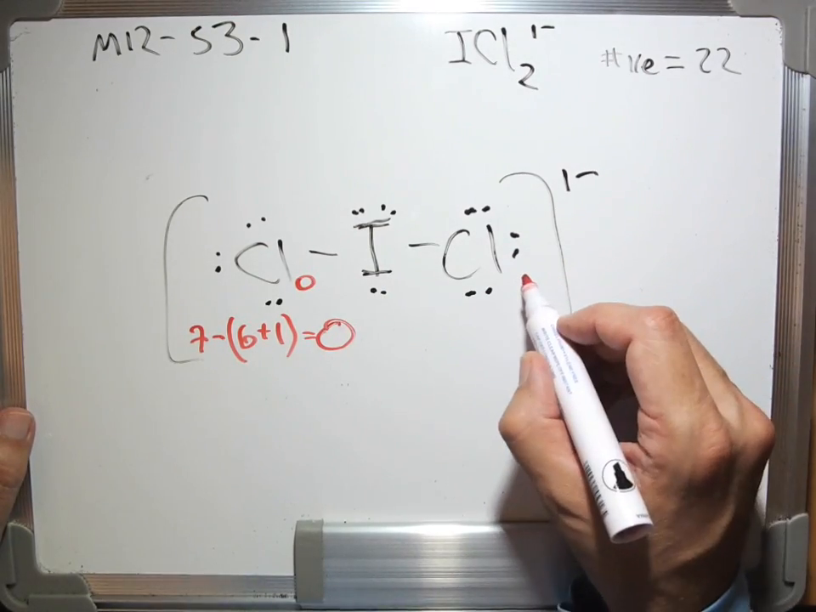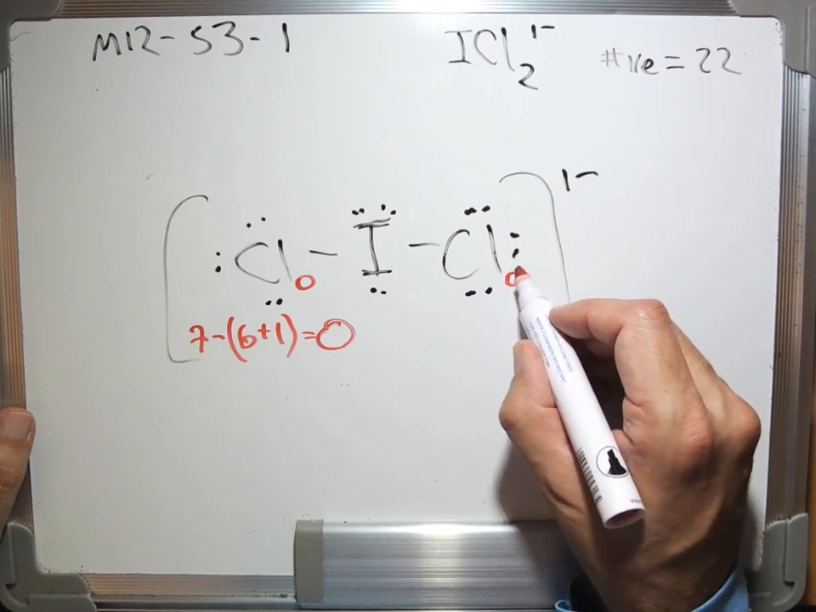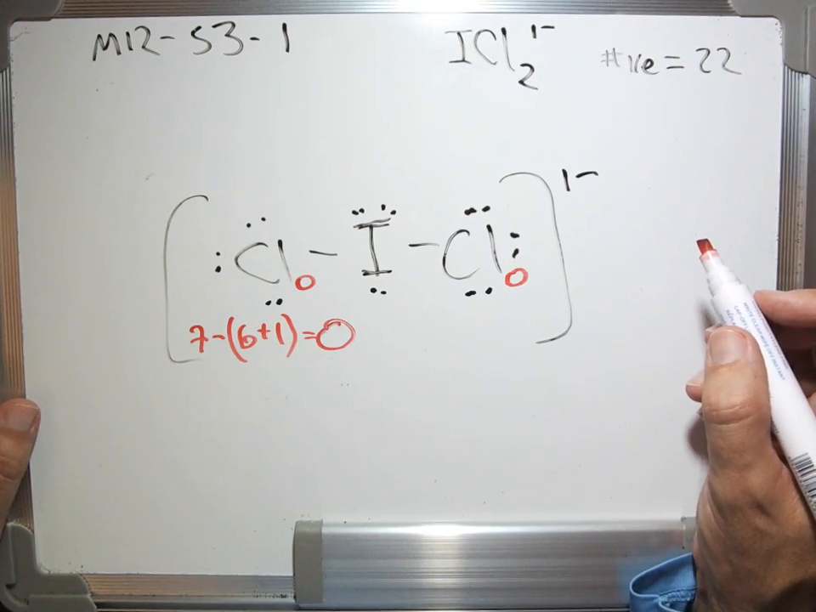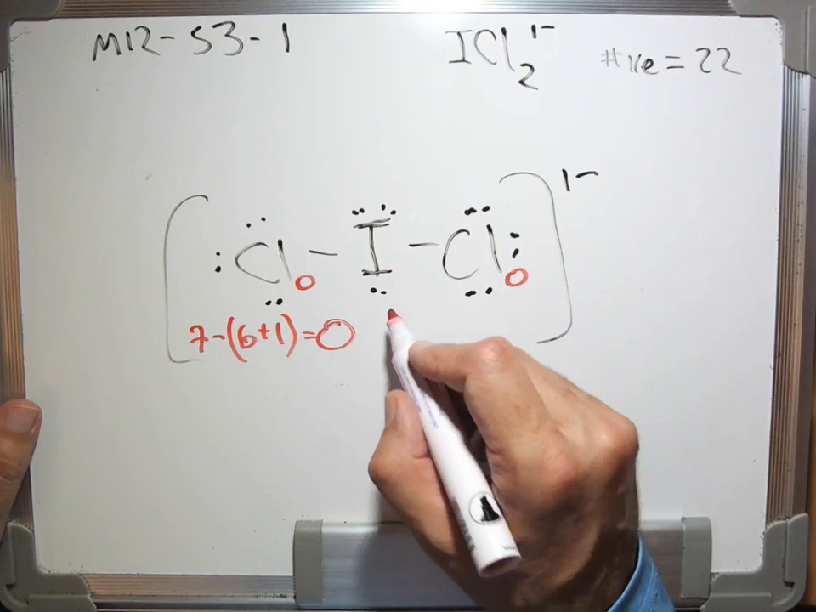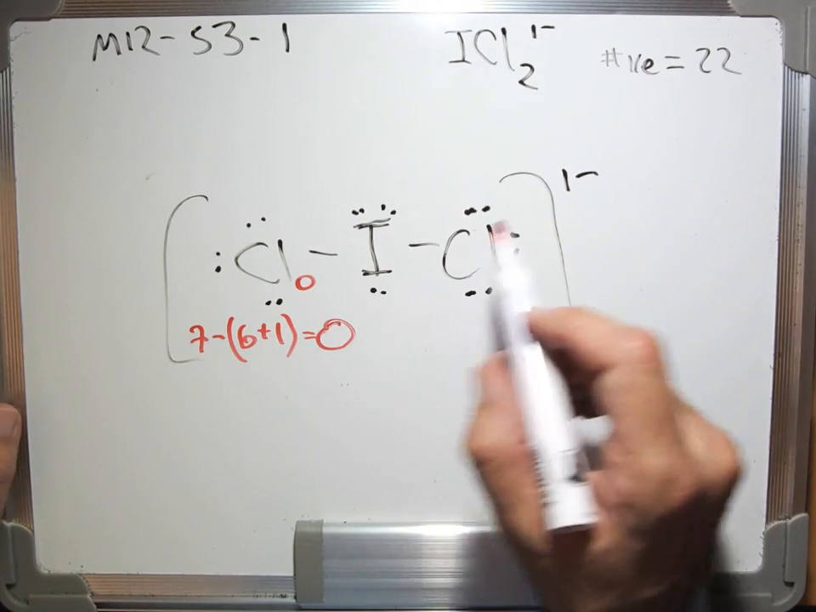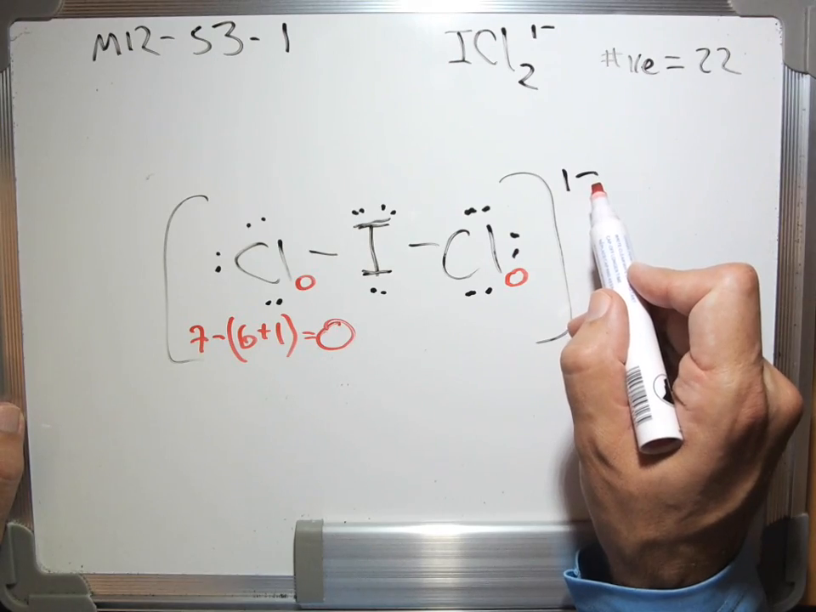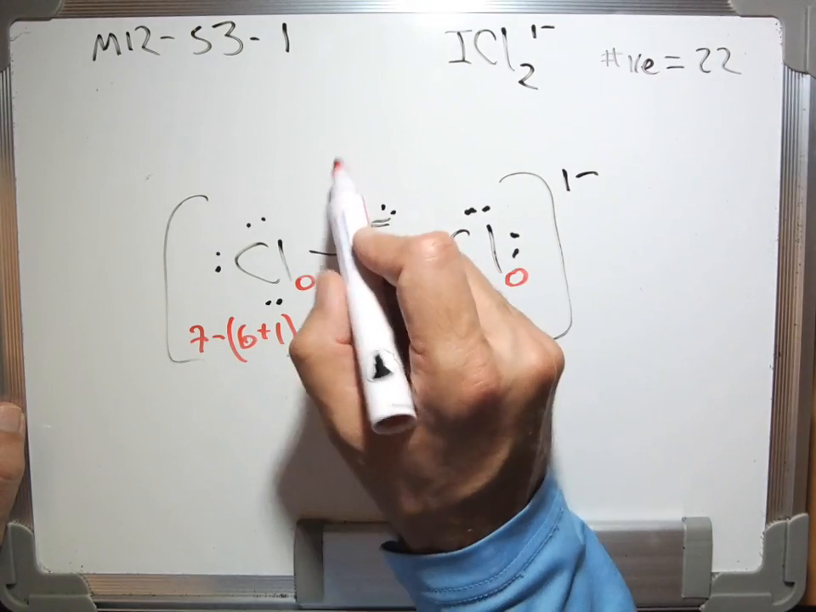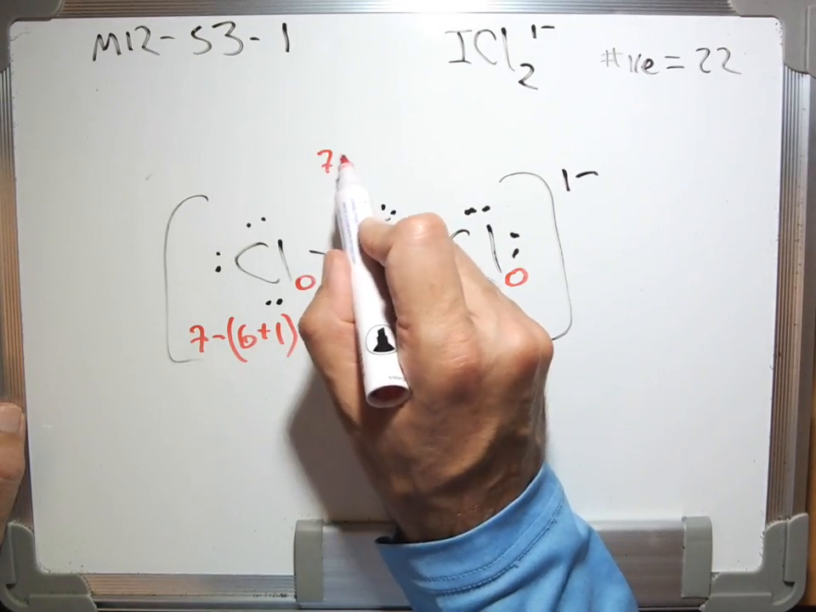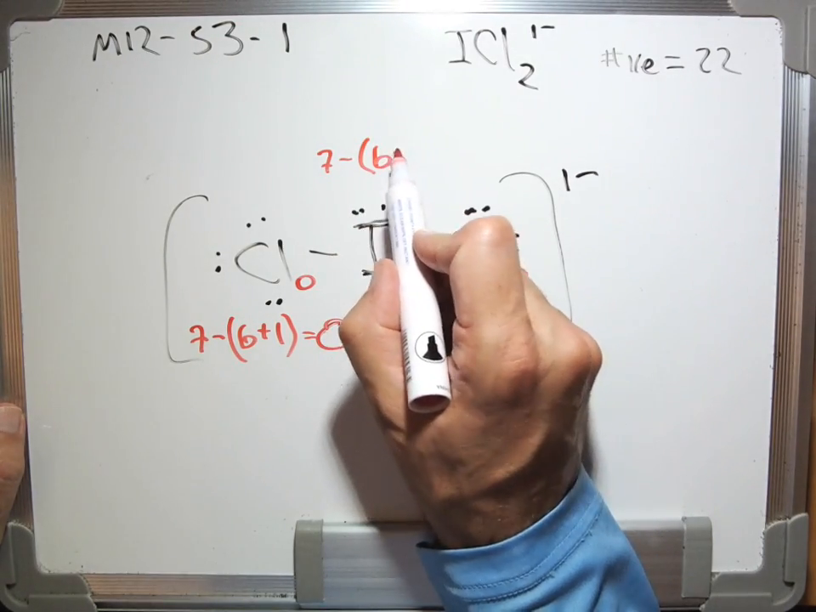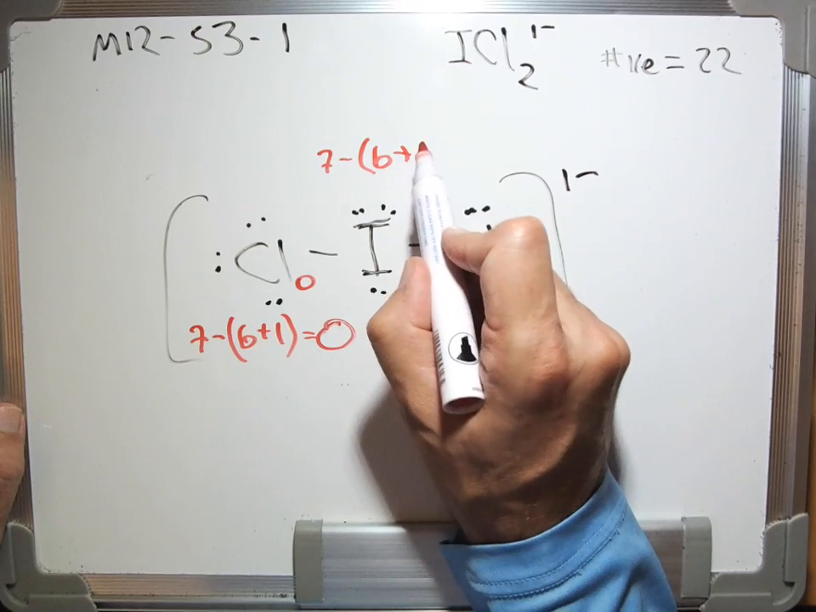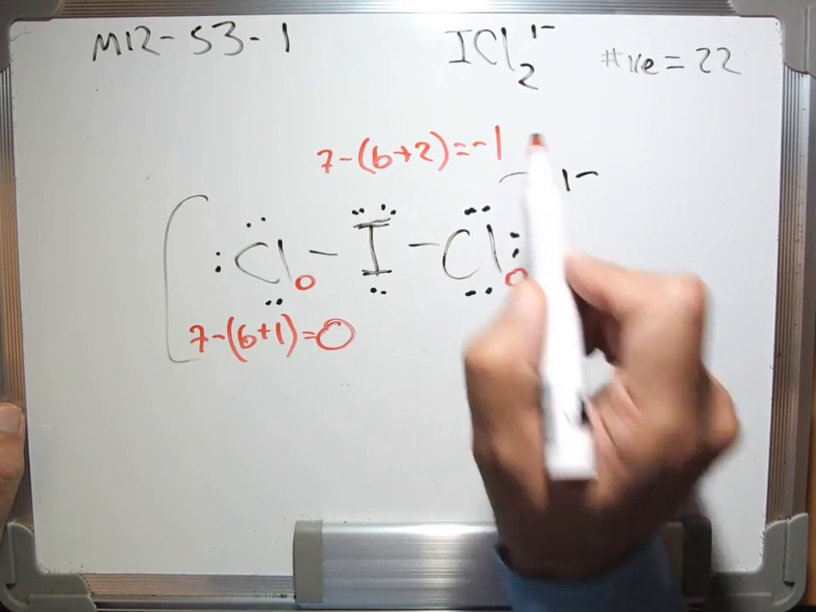I recognize this chlorine is just like that chlorine in terms of electronic arrangement. It also has a formal charge of 0. Clearly this iodine must then have a formal charge of minus 1 if I'm going to impart the minus 1 charge to the structure. Let's do that accounting. It is in group 7 minus 1, 2, 3, 4, 5, 6 electrons in electron pairs. There are 2 bond lines, and indeed we get minus 1.